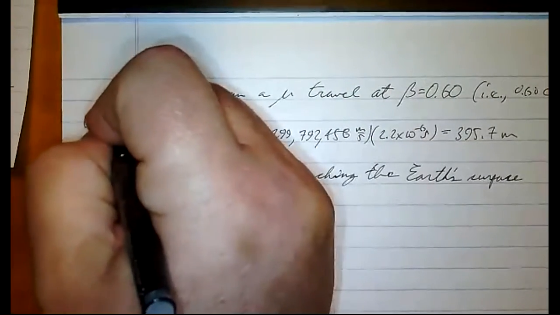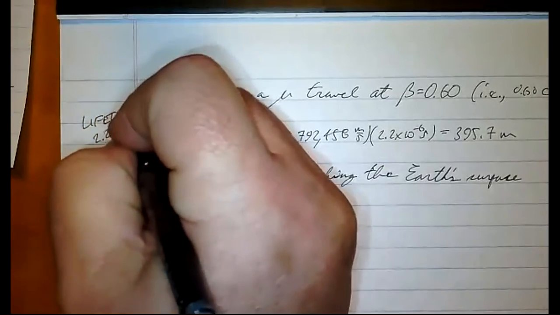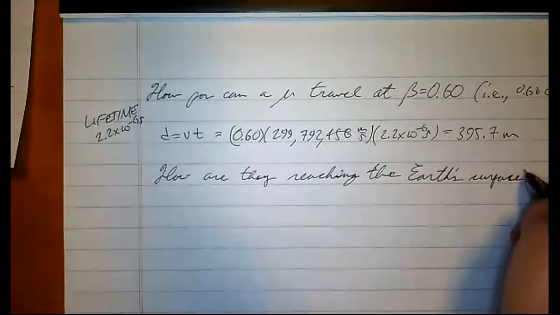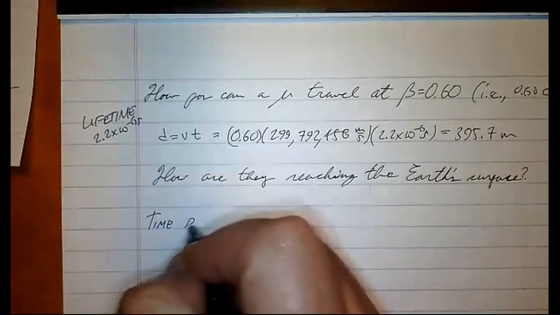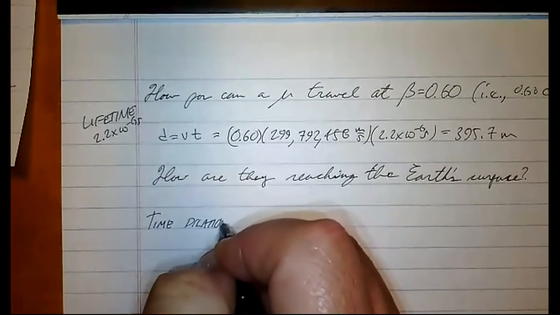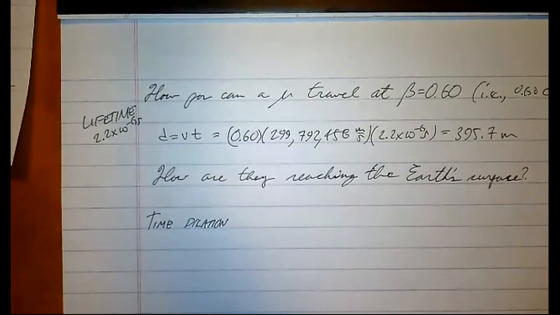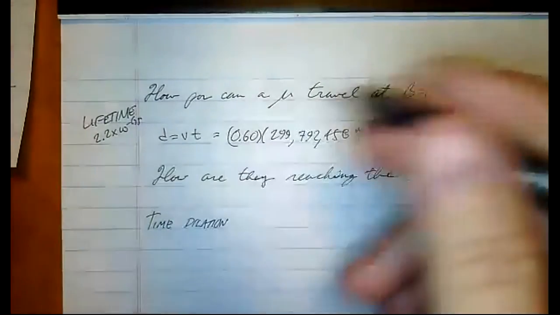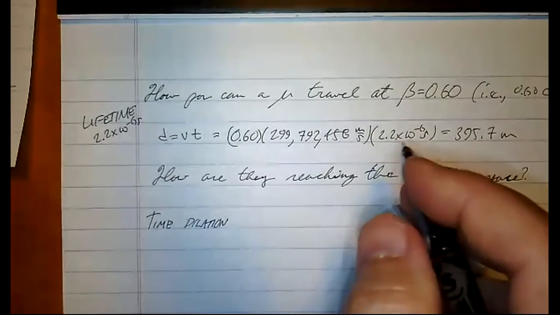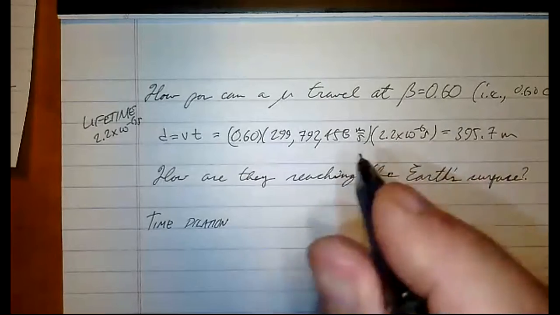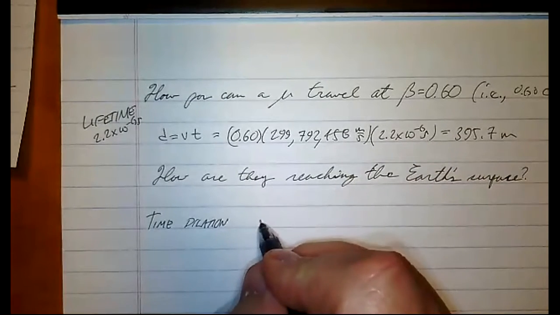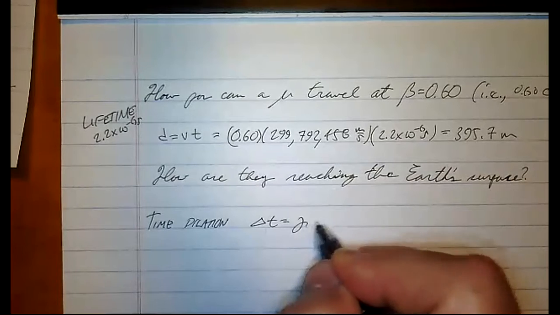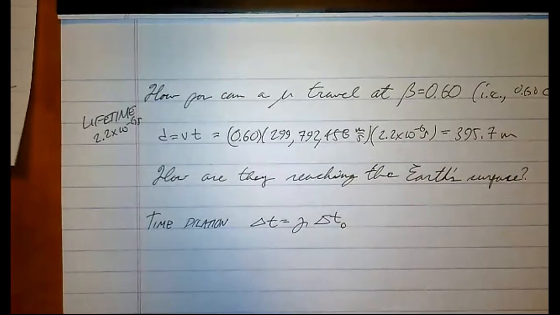Lifetime, I just write it here just to remind everybody. Lifetime is 2.2 times 10 to the negative 6 seconds. Okay, well, the answer is time dilation. We know that its moving clock, its internal clock, in other words, the thing that tells us its lifetime is 2.2 microseconds, that clock is moving with respect to us. So our time measures delta t equals gamma delta t 0.